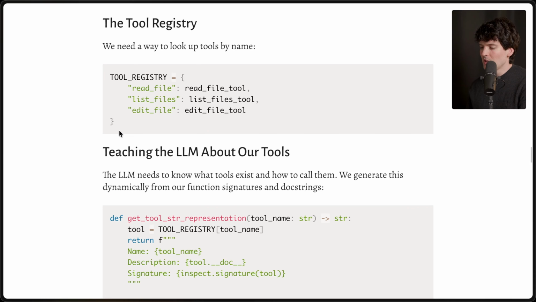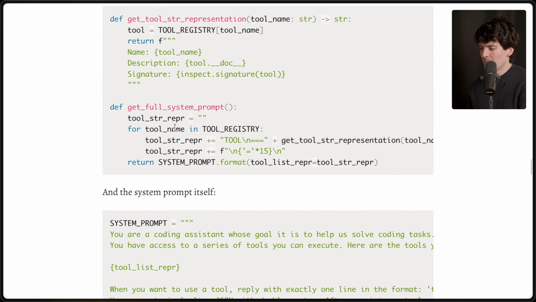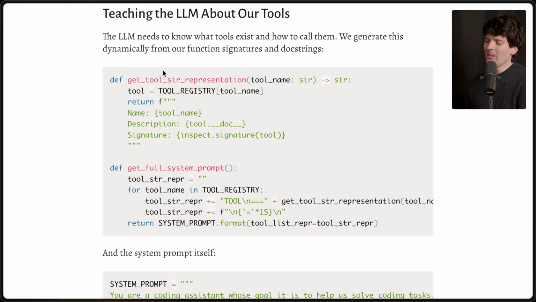Well, first we have to list all of these somewhere. In this case, a simple tool registry that has a read file tool, list file tool, edit file tool. And these are just the functions, by the way. There's nothing special about these. They're very simple functions, but the model needs to know about them. But having those functions is cool. The model needs to know what they are, what their format is, and how to call them. And we're not in TypeScript, so it can't just use type signatures. So it needs a bit more info.